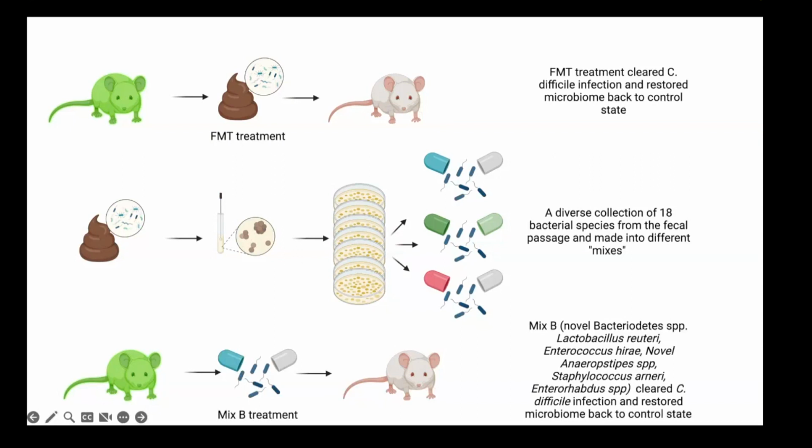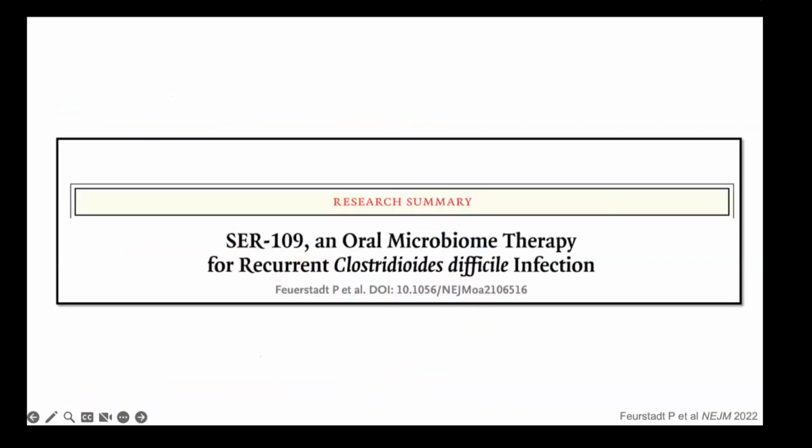This mix B had some Bacteroides, a novel Bacteroides species, a Lactobacillus reuteri, an Enterococcus hirae, some novel Anaerostipes species, a Staphylococcus species, and an Enterocloster species, which is another anaerobe. And so I think this is a nice proof of concept of this idea of moving from FMT to a bacterial consortia.